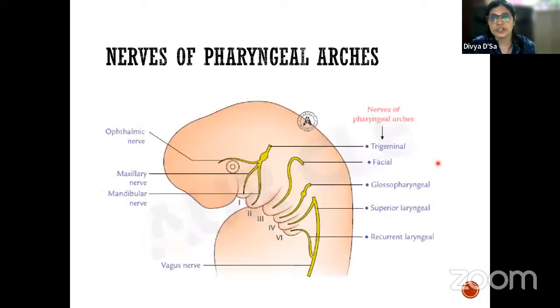Okay, so now coming to the nerves of the pharyngeal arches. So the first arch nerve is called the mandibular. Basically it comes from the trigeminal, that is the mandibular nerve. The second arch nerve will be the facial, third will be the glossopharyngeal, and fourth will be the superior laryngeal, and fifth will be the recurrent laryngeal.